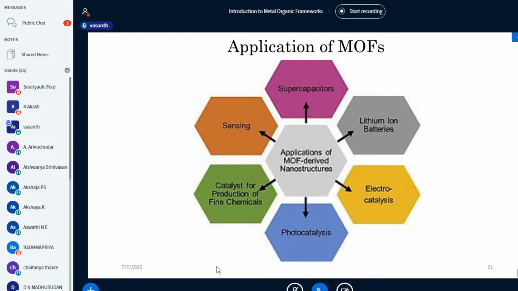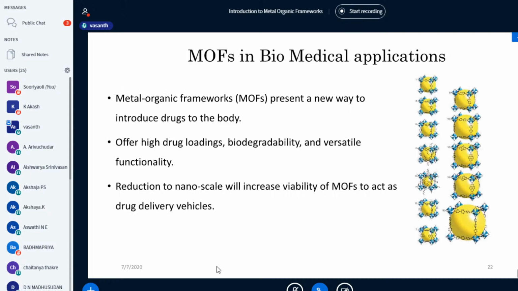So the applications of metal organic frameworks are in various fields like supercapacitors, lithium-ion batteries, electrocatalysts, photocatalysis, catalysts for the production of fine chemicals, as well as sensing. So I'm going to give you a few examples of metal organic frameworks and their applications.